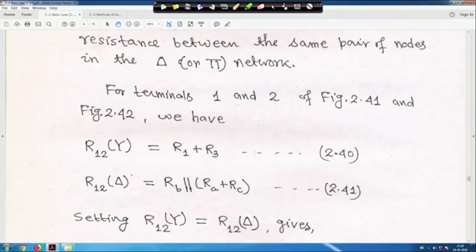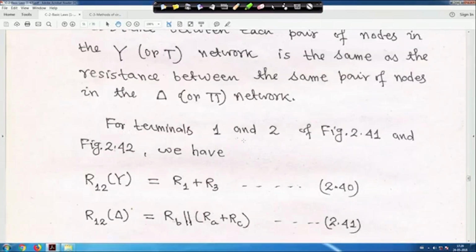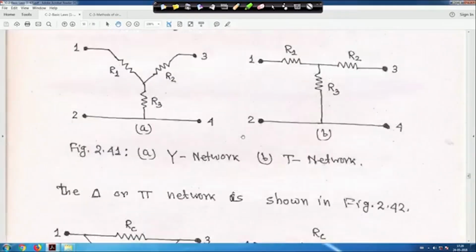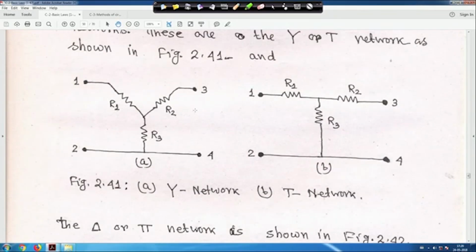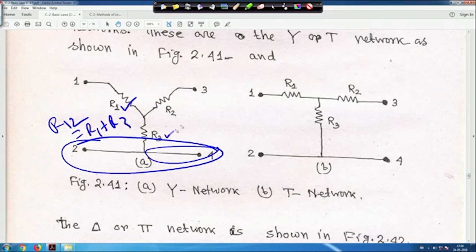Now let us first try to find out. For example, for terminals 1 and 2 in the star network, 2 and 4 is common. So I am marking here that 2 and 4 is common. That means, forget about this side, take R12, that means R12 when this side is open. So R12 will become R1 plus R3, because this is R1 and this is R3. So R12 will become R1 plus R3.